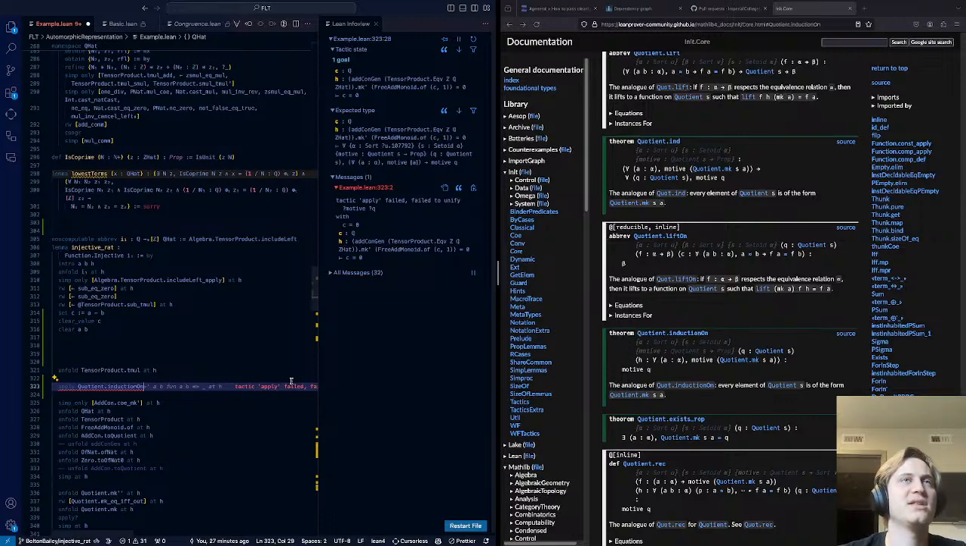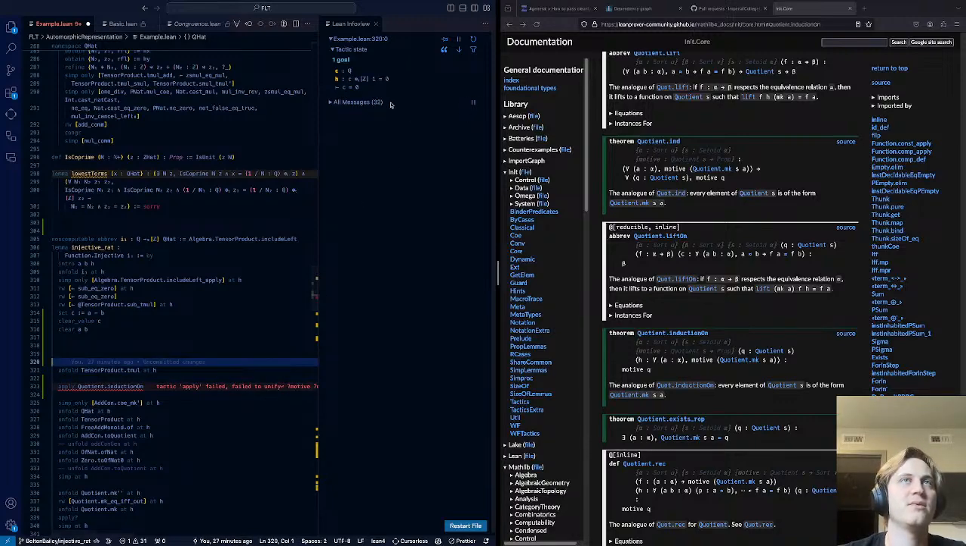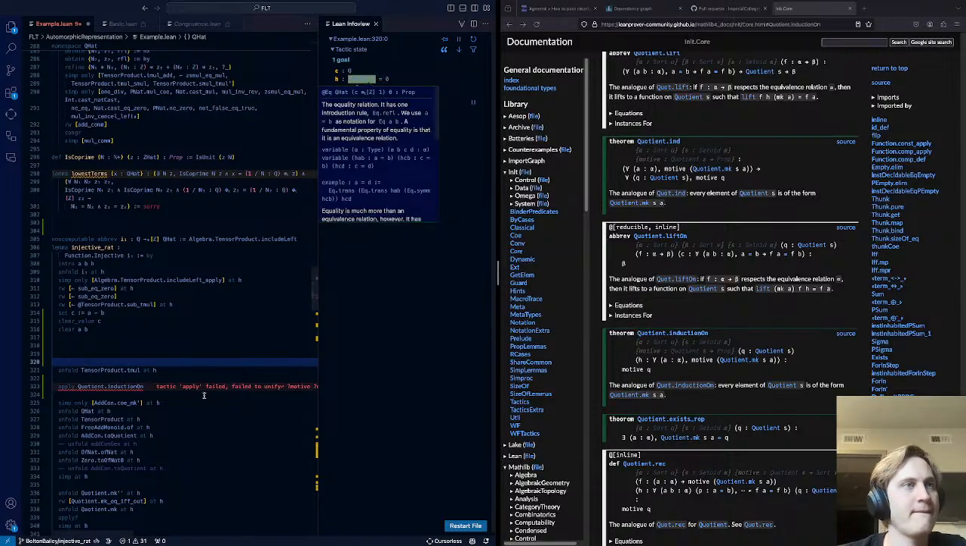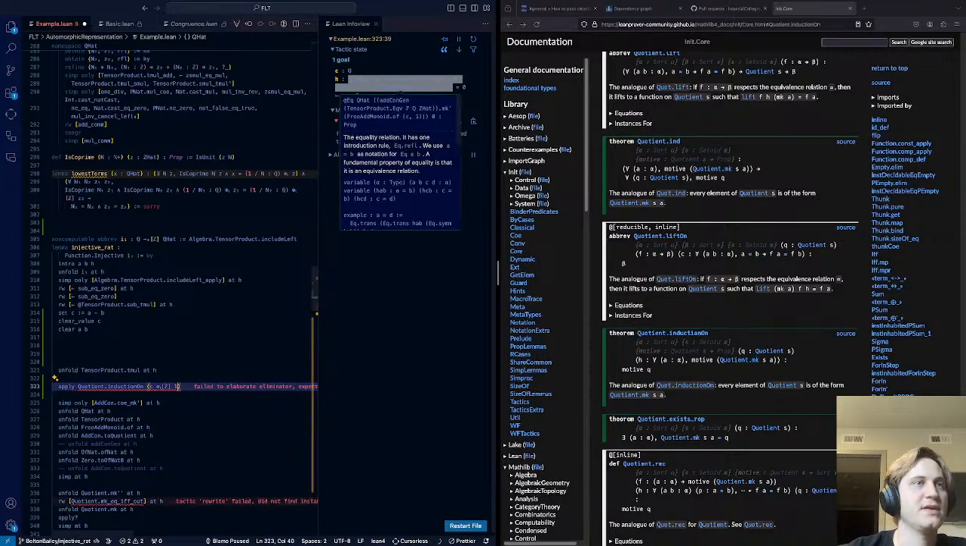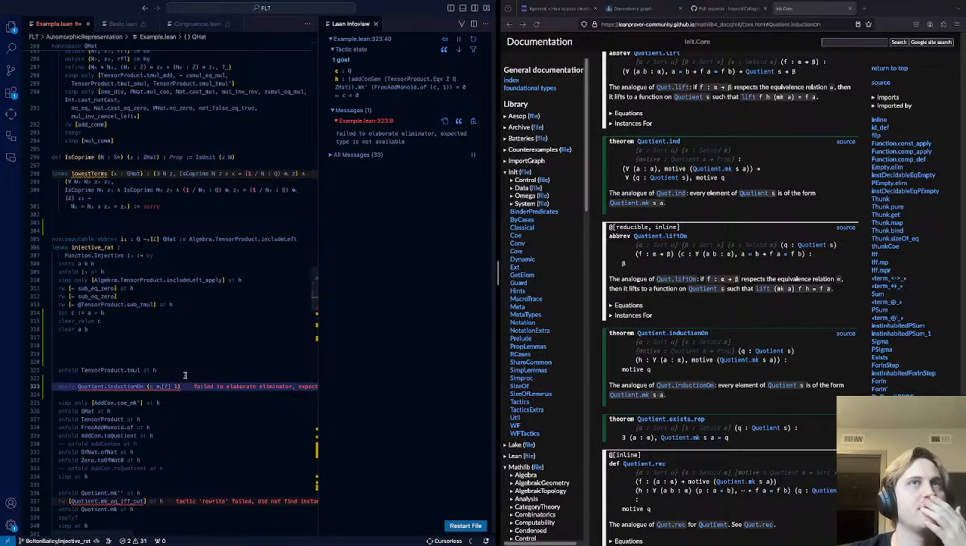What I basically want is the left-hand side of this thing. What I want is this bad boy. What happens if I tell it to do this? Failed to elaborate eliminator. Okay, it just doesn't know what I'm trying to prove, basically.